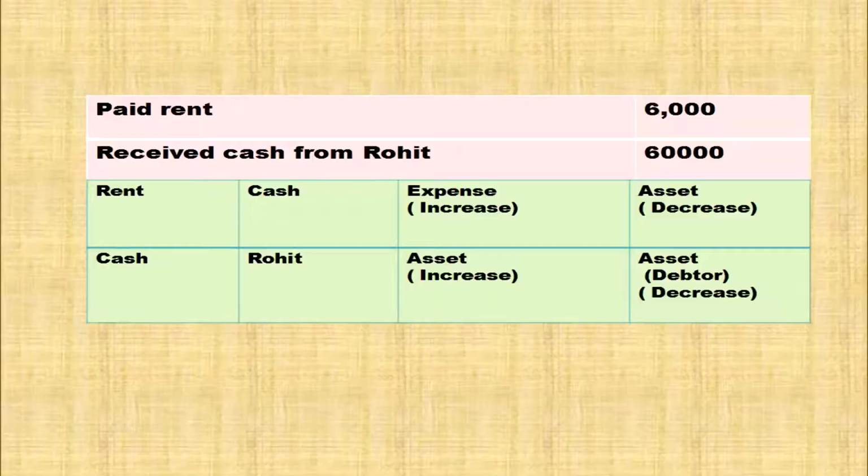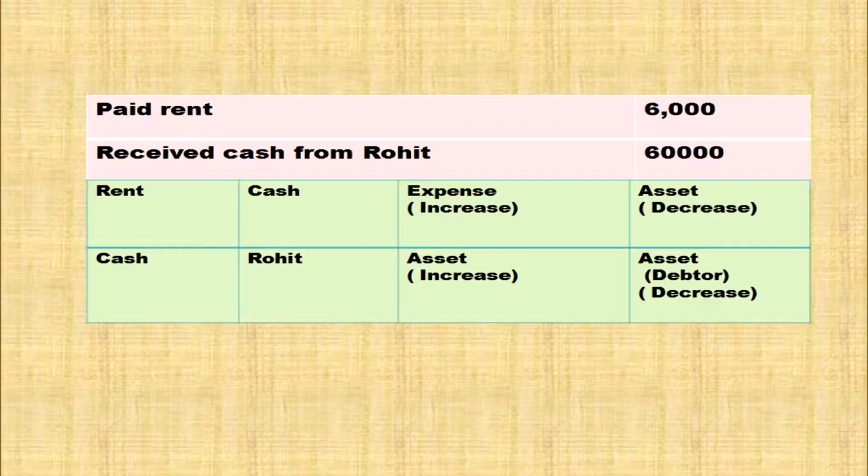Paid rent. Rent is an expense and cash is going from the business. Expense increases, it will be debited. So rent account is debited. Cash is an asset and it is decreasing, so it is credited. Rent account debit, cash account credit.